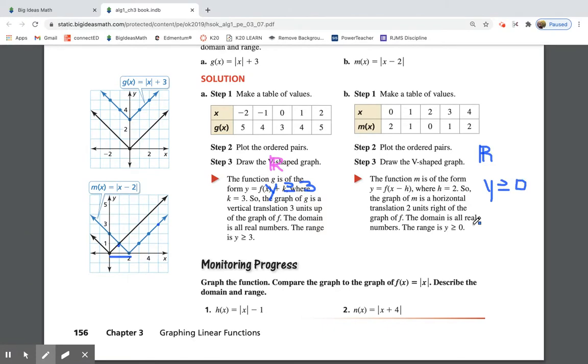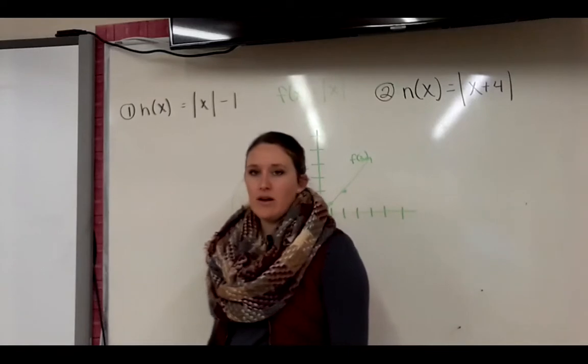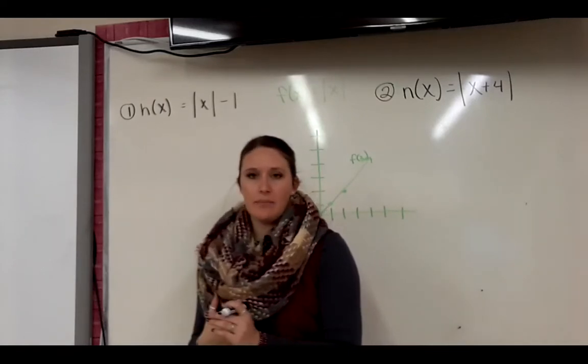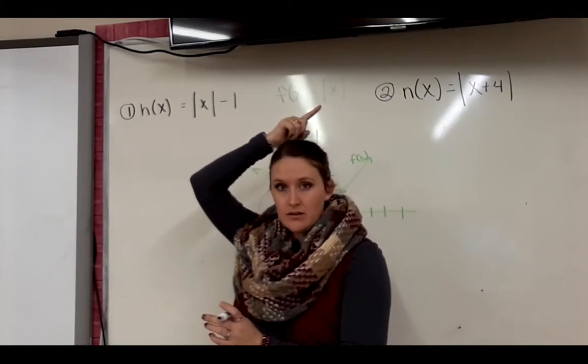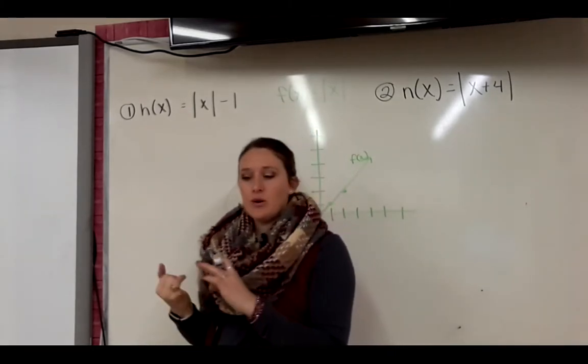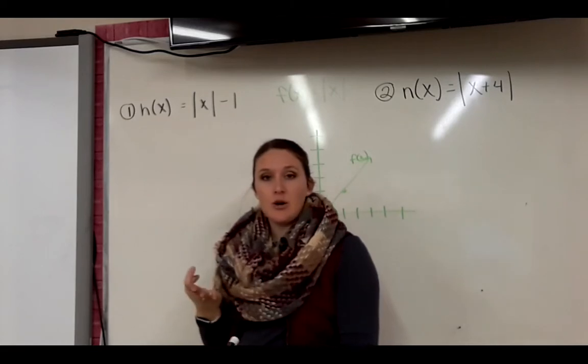Okay, so I want you to attempt 1 and 2. If you can't, you can continue on and watch me do it, but I want you to try it, and then you can watch me go over it. Okay, on 1 and 2, we are graphing and comparing to the original function. I don't know if you can see that, but that says f of x equals the absolute value of x, our parent function. So we've got to graph it, compare it, and then state our domain and our range.